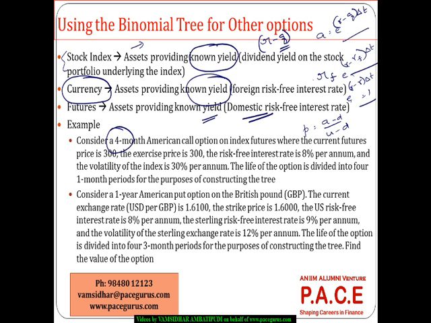A 4-month American call option on index futures where the current price is 300. So S naught is 300. I'll take the T as 4 months, which is 1 by 3 years. Exercise price is 300. Risk-free rate is 8% per annum. Volatility is 30%. So the life of the option is divided into four 1-month periods. So the delta T, I'll take it as 1 month, which makes it 1 by 12.